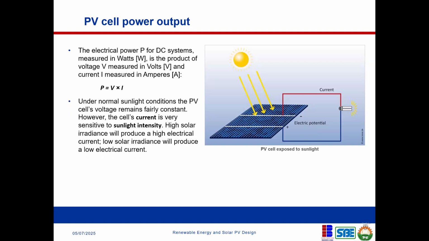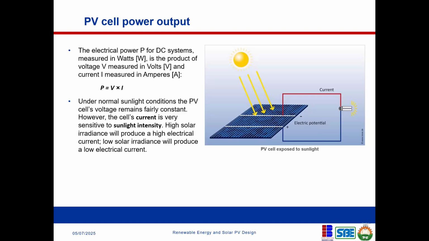Now, under normal sunlight condition, PV cells voltage remains fairly constant. However, the cell's current is very sensitive to sunlight. Higher solar irradiation will produce a higher electrical current. Low solar irradiation will produce a low electrical current.